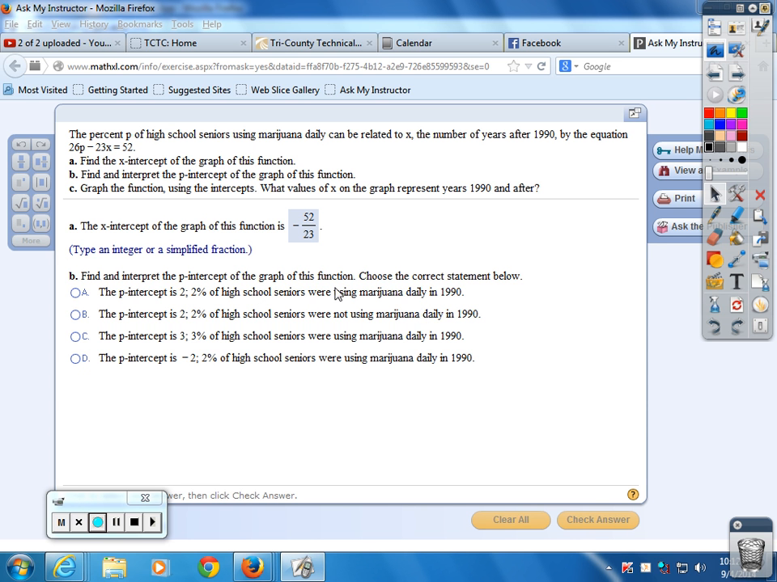Find the y-intercept. Choose the correct statement below. The y-intercept is 2. The y-intercept is 2. The y-intercept is 3. The y-intercept is negative 2. So which one can we mark out? Okay, so let's go to the top two. The y-intercept is 2. 1990, we're not using. So what does it say up here? The percent of high school students being potheads. So that would be being potheads. So that would be A.